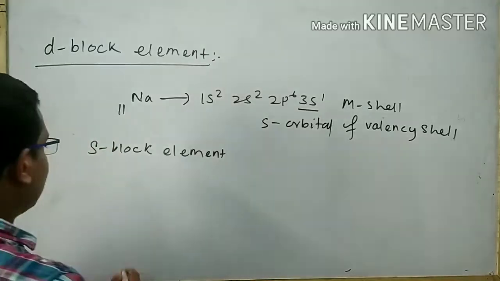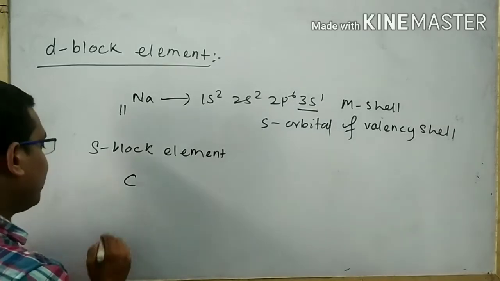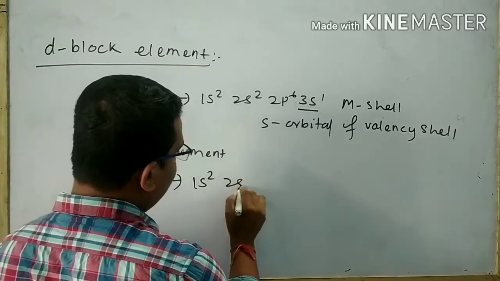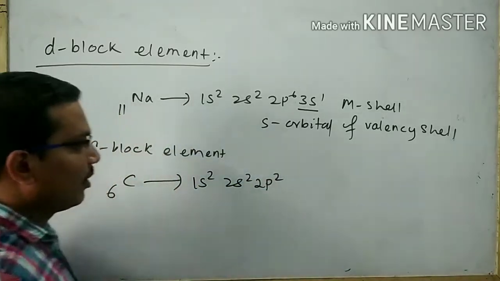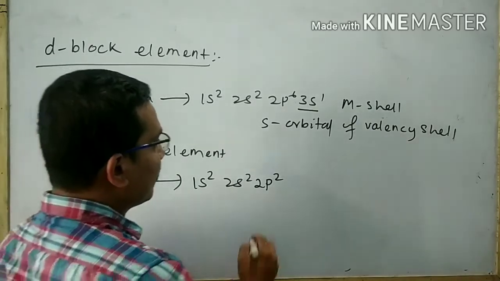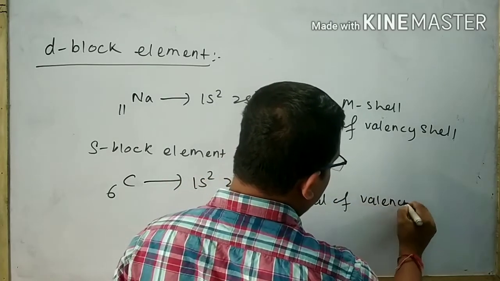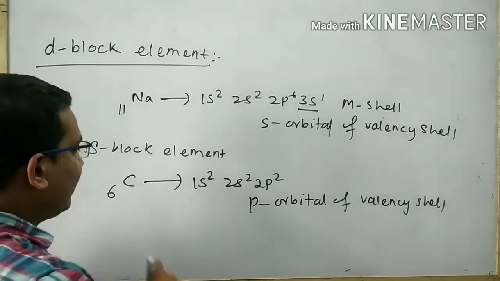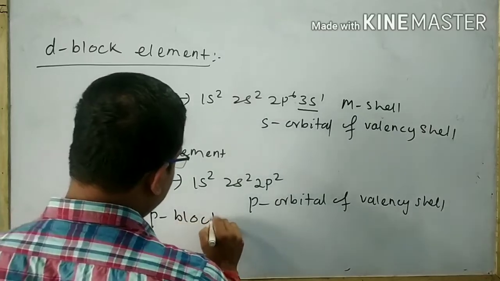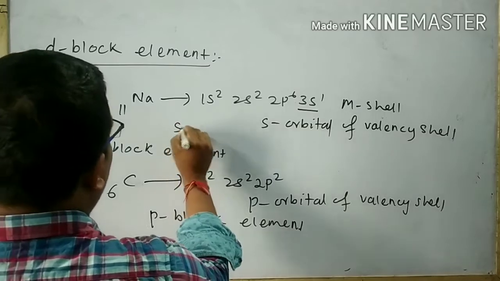Like that, suppose I want to draw the electronic configuration of carbon. Carbon has atomic number 6. The electronic configuration of carbon is 1s2, 2s2, 2p2. In carbon, the last electron goes to the p orbital of the valency cell. As a result, the carbon atom belongs to the p block element and the sodium atom belongs to the s block element.